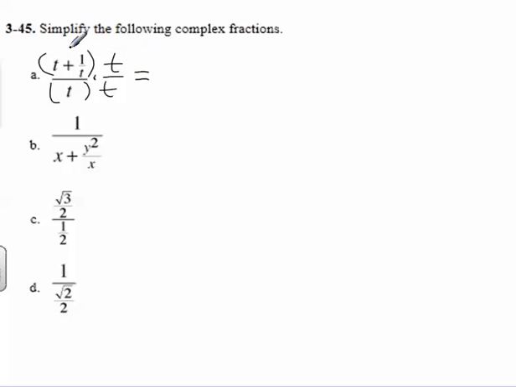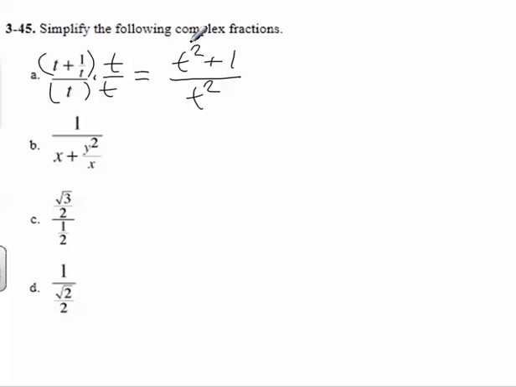So I'm going to distribute: t times t, I get t squared, and then t times 1 over t makes that t over t, and t over t reduces to 1, and then t times t is t squared, and that's it. That's the simplified version right there.